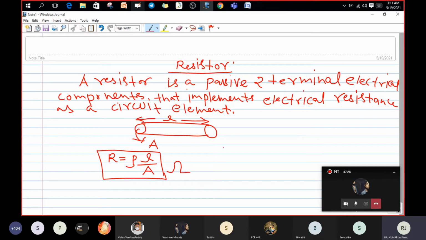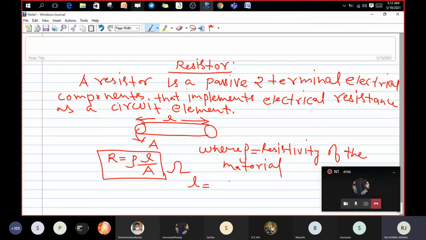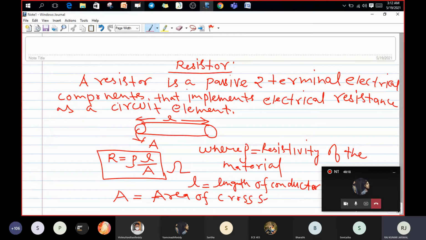Okay, where rho equals the resistivity of the material, L equals the length of the conductor, and A equals the area of cross section.